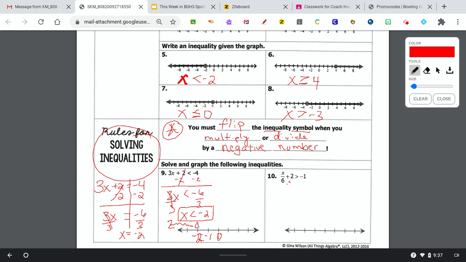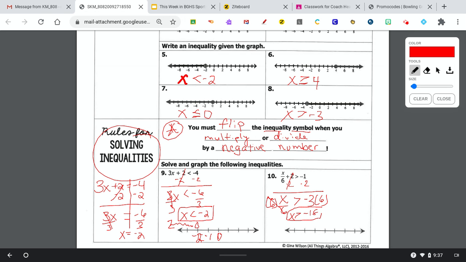Same thing. I do -2, -2. That cancels. I got x over 6 is greater than -3. And now I multiply both sides by 6. X is greater than -18. Now I need to take this and graph it.